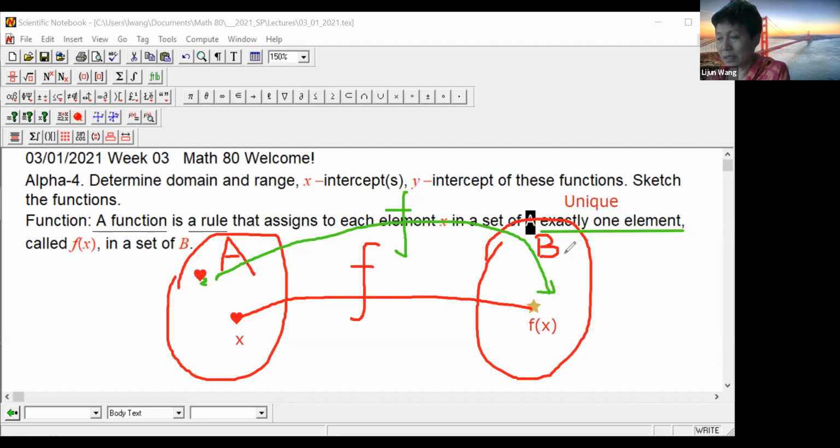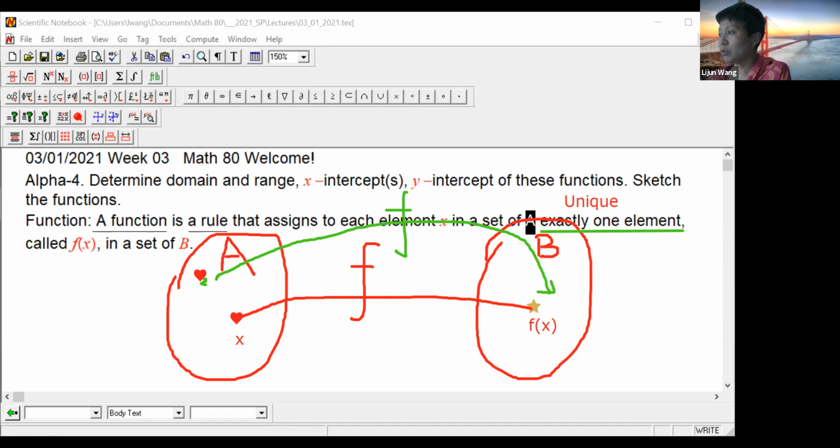But in this sentence, it didn't say these two have to be different. As long as you have one here, for each element in A, you have exactly one in B, then we're fine. Okay, do you guys follow me? Now, this is the function definition.